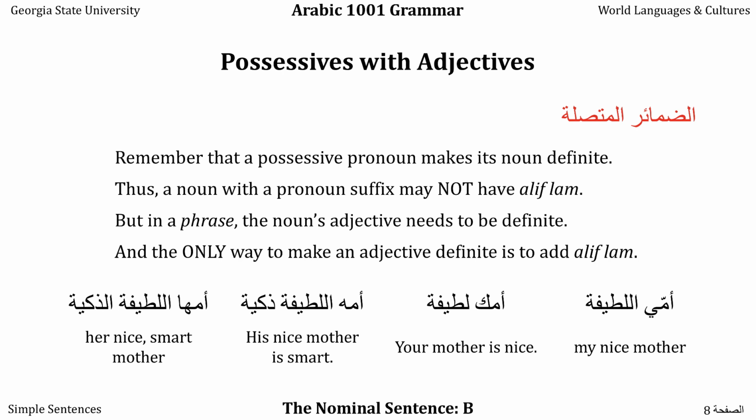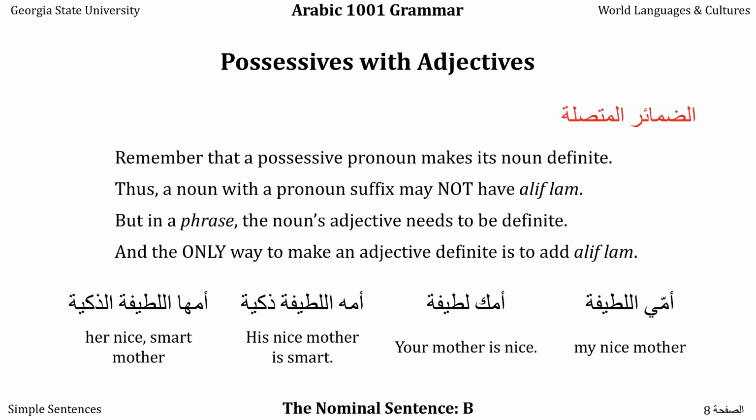If ummi is my mother, ummuk is your mother. And now we're simply going to say latifa without the alif lam, and that makes it a sentence. Ummuk is definite because of its possessive suffix. Latifa is indefinite, so we put the "is" in between the two of them and get your mother is nice.